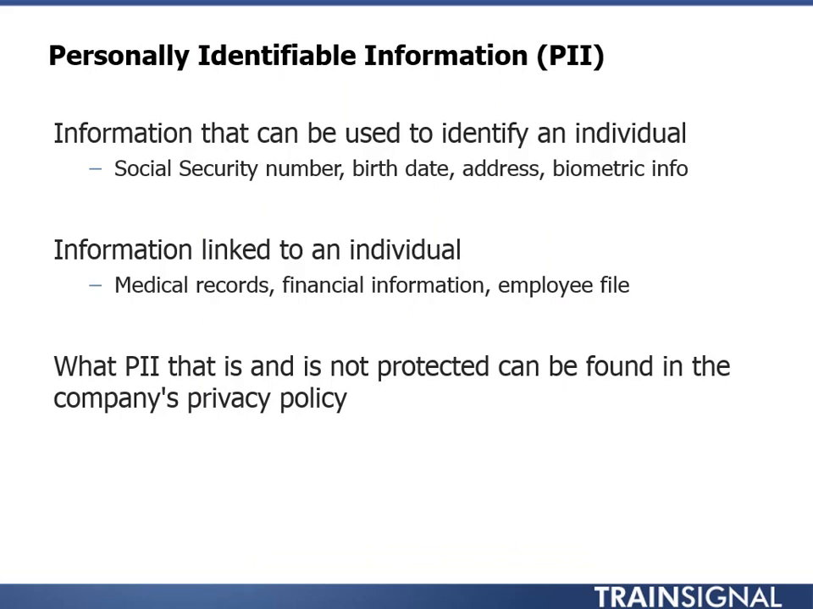Personally identifiable information. This is a big part of HIPAA, but it's an important concept for many different regulations and for businesses in general. PII is any information that can be used to identify an individual, your social security number in the United States, your birth date, your address, biometric information that might have been scanned in, such as fingerprints or your retina scans. Also, any information linked to an individual, such as their financial information or employee file or medical records. Basically, you want to communicate to employees that they want to keep their own PII as quiet as they can, and they really need to respect other people's PII and don't give out information about other people.